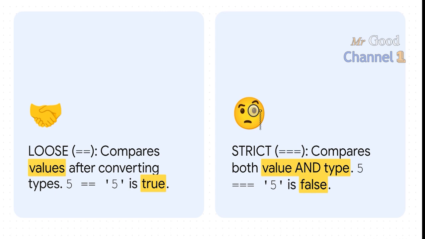See, the double equals is loose. It'll do that weird type conversion, which is why it thinks the number 5 and the string 5 are the same. But the triple equals is strict. It checks for two things. Is the value the same? And is the data type the same? And since a number is not the same type as a string, it correctly says false. Pro tip: just use triple equals all the time. Your code will be safer and way more predictable.